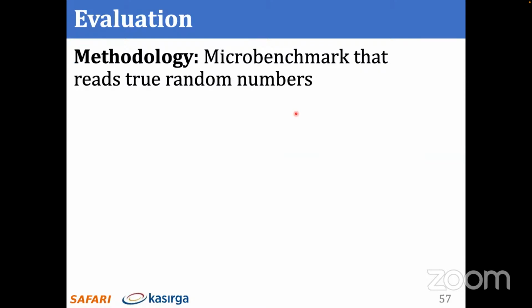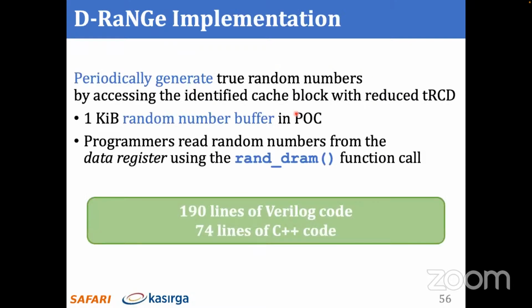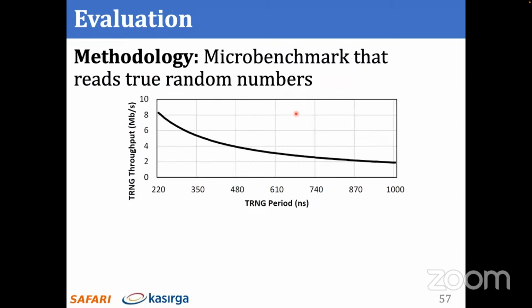And we evaluate it by using a micro benchmark that reads random numbers essentially. It just calls the rand-DRAM function. And this plot shows the TRNG throughput we observe on the y-axis to changing TRNG period. What TRNG period means is the time it takes the random number generation controller to execute one random number generation operation that retrieves 4 random bits from DRAM. So we can go down to 220 nanoseconds in our implementation. And when we have 220 nanosecond period, we can generate random numbers at 8.3 megabits per second.